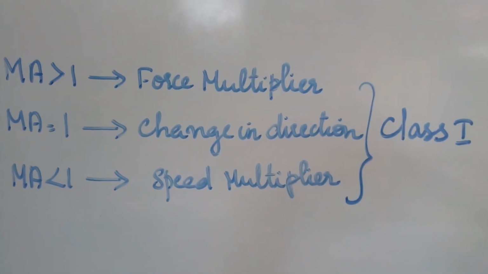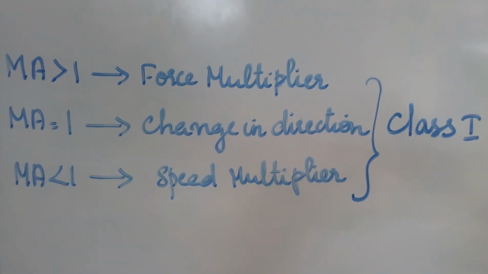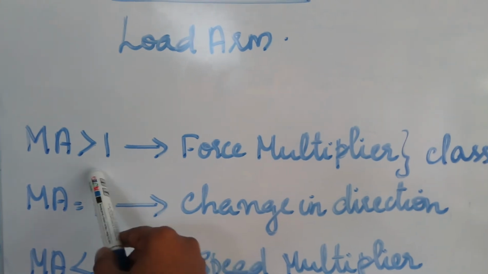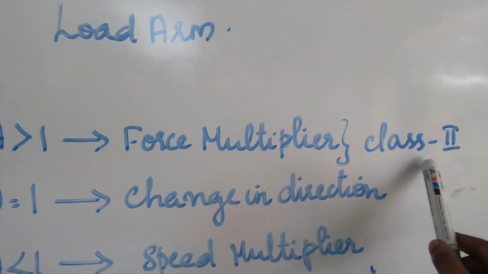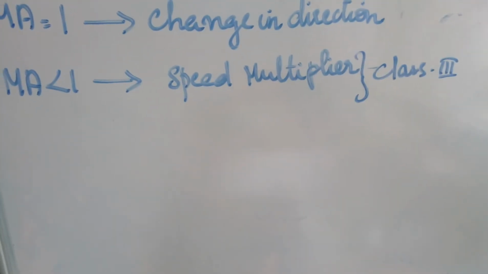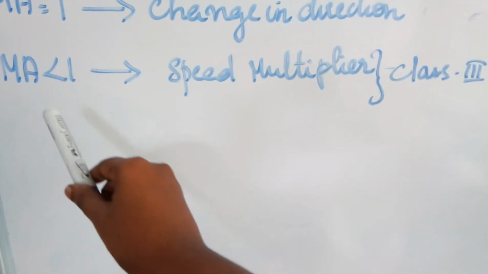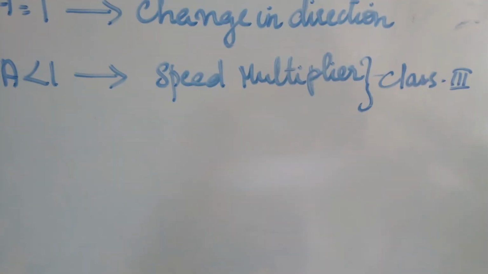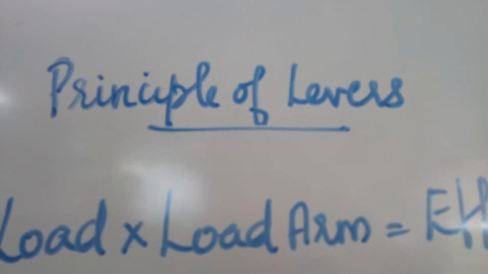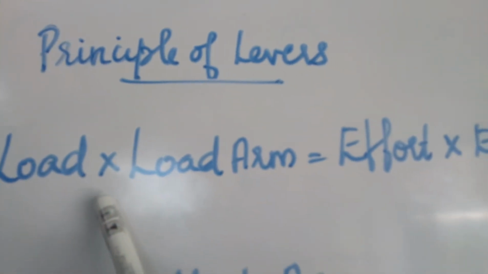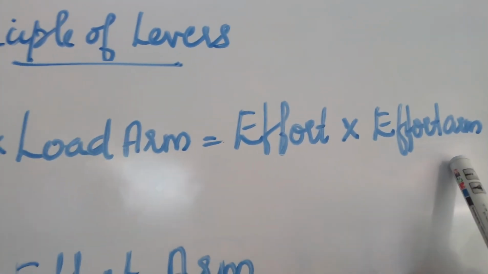So class 1 lever has 3 functions: force multiplier, change in the direction, and speed multiplier. Class 2 lever has only one function. As the mechanical advantage is greater than 1, it acts as a force multiplier. In this case, let us calculate the velocity ratio also. Mechanical advantage is less than 1 for class 3 lever, so it acts as a speed multiplier. Velocity ratio is also less than 1, so it acts as a speed multiplier.